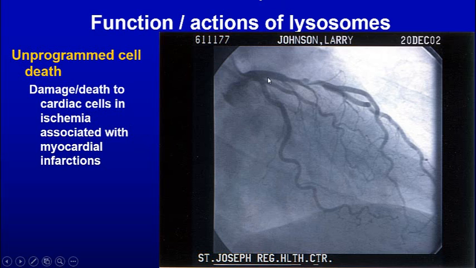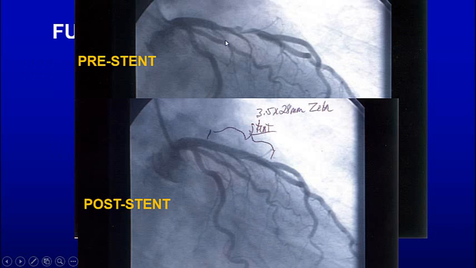And here you can see my blood vessel. This is the circumflex coronary artery that goes around my heart, and this is before the stent. You can see it's about 90% occluded, but then they put the stent in there, and a great flow was able to come through after the stent. So thank goodness for modern medicine.